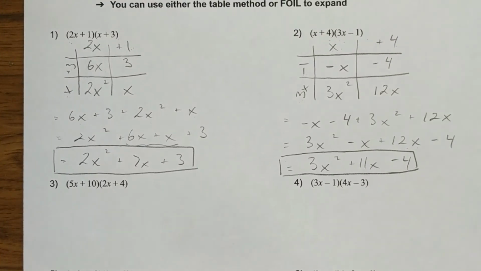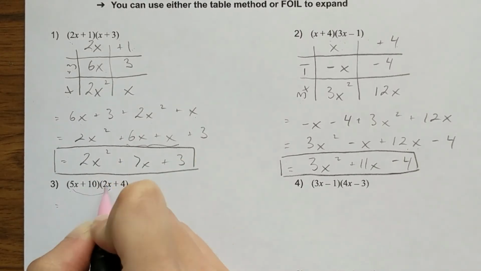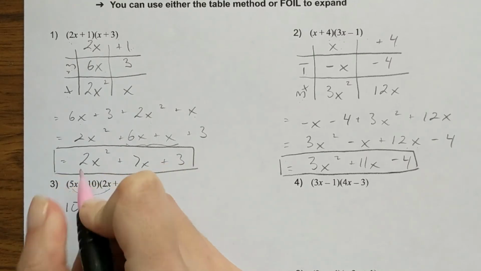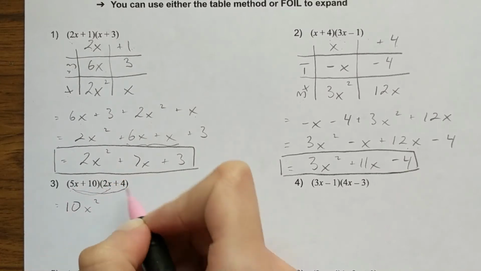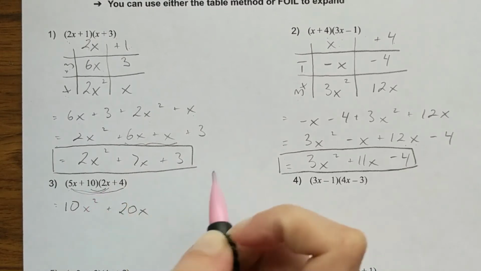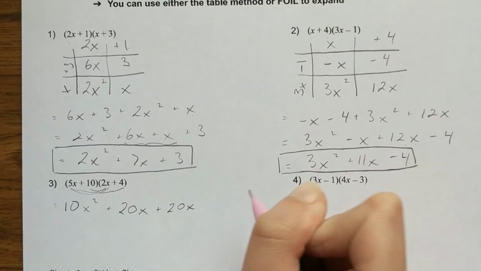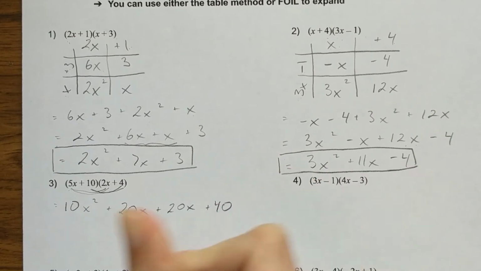Okay, in our next two examples, I'm going to use the FOIL method. Here in these examples, we can also see we now have a coefficient on both of the x's, okay? So we have to remember we need to multiply those numbers together. I'm going to start 5x times 2x, so 5 times 2 is 10, x times x is x squared. 5x times 4 is 20x. 10 times 2x is also 20x, and then 10 times 4 is 40.